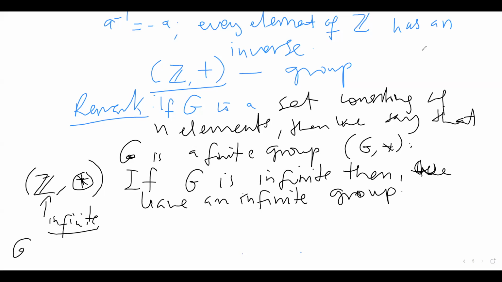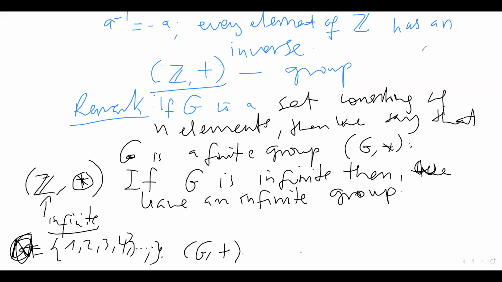However, if we have something like G to be equal to 1, 2, 3, 4, and then we say that we have G with plus, then if it is really a group, we can say it is a finite group because we have this. Okay, but let me just say maybe G like this. So the question is this: finite or infinite?